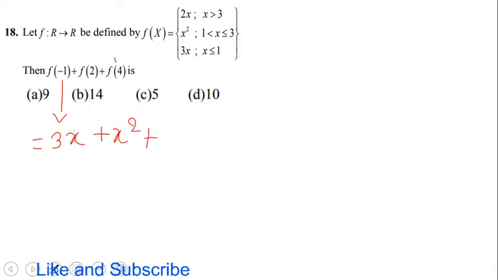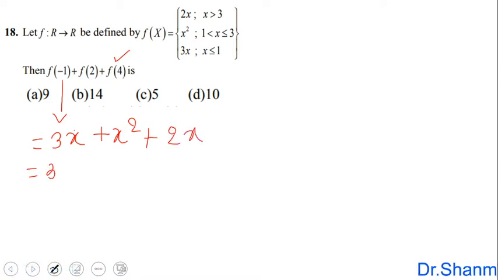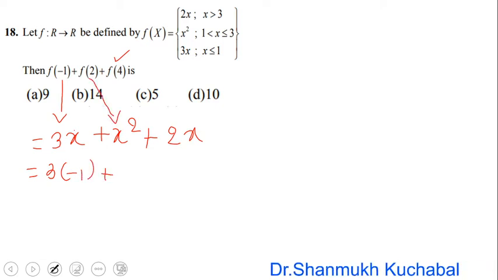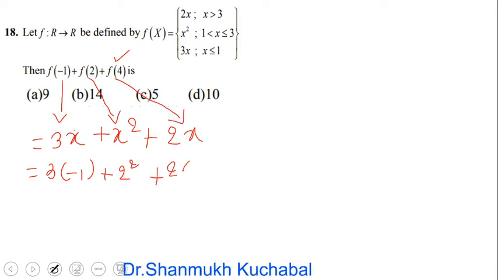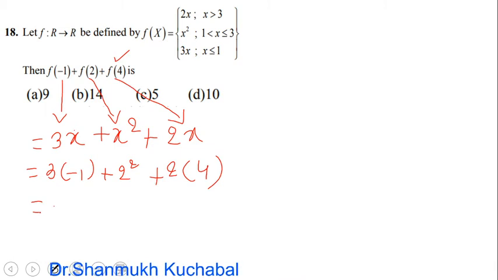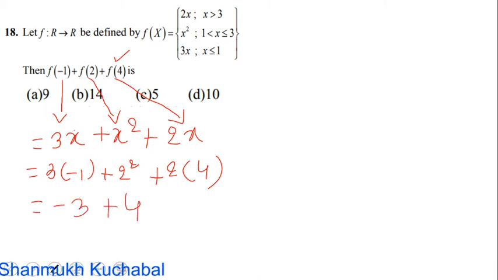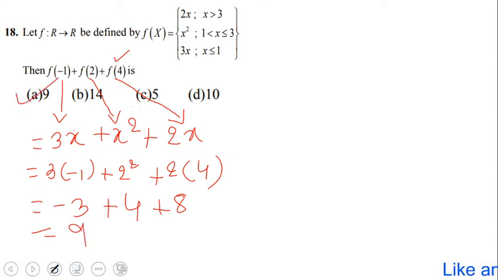F of 4 here. F of 4 means it is greater than 3, so it is 2x. Corresponding values we have to take: first one is minus 1, second one is 2 squared, third one is 4. So 2 into 4 minus 3, 2 squared is 4, 4 twos are 8. Simplifying this, we get the solution as 9. So option A is the right answer over here.